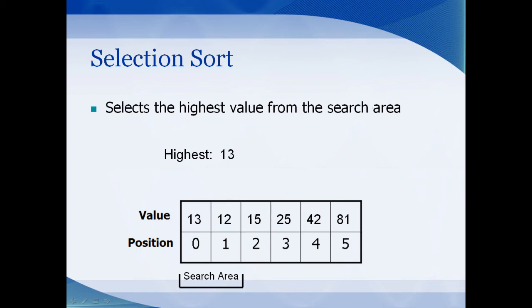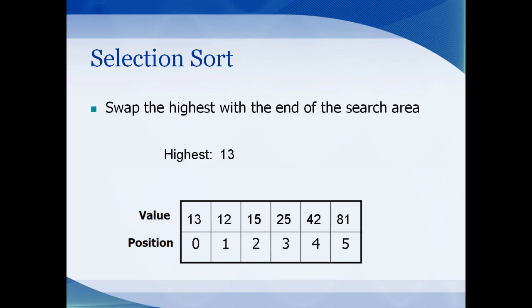And now we have a little tiny search area of two values. So we're going to find that 13 is the largest, since 13 greater than 12 is a true statement. So we're going to swap that 12 and our 13, and now our list is in order.